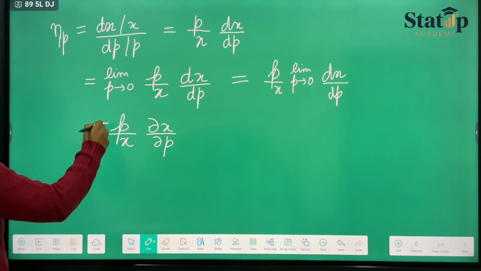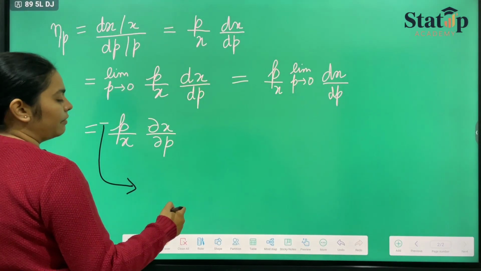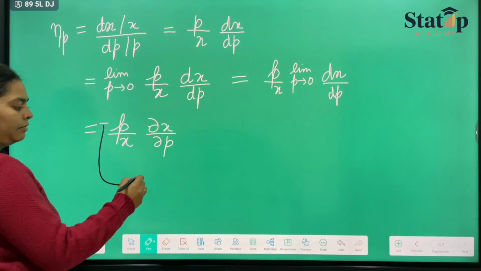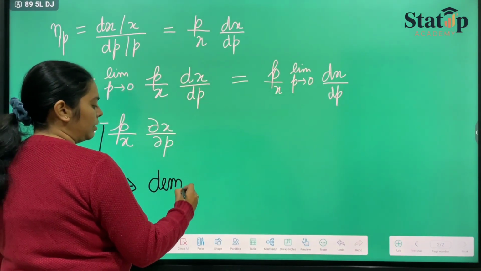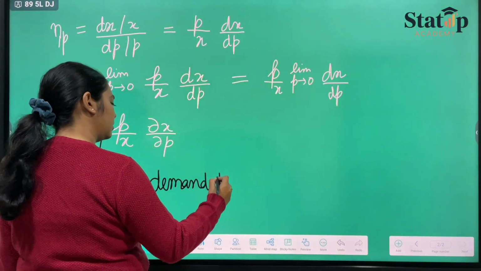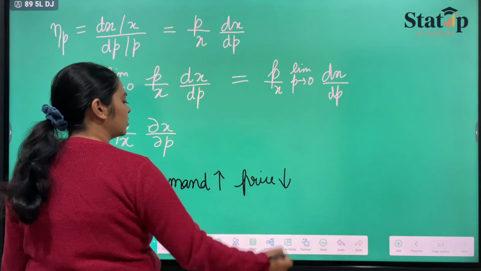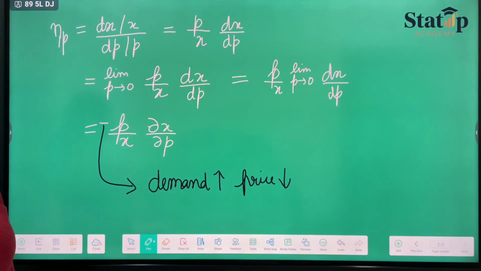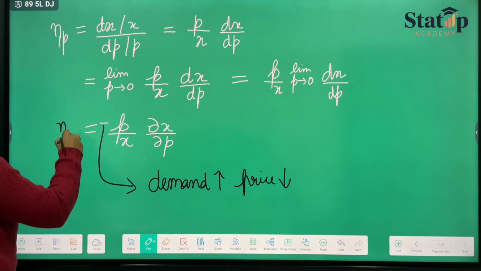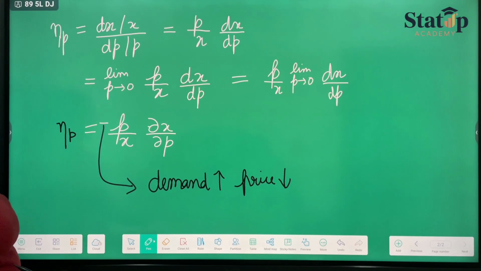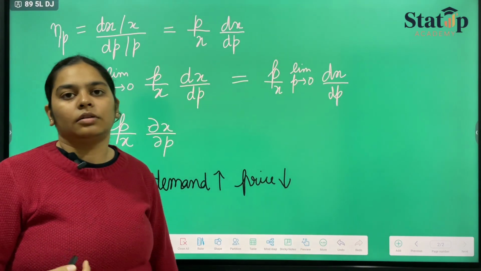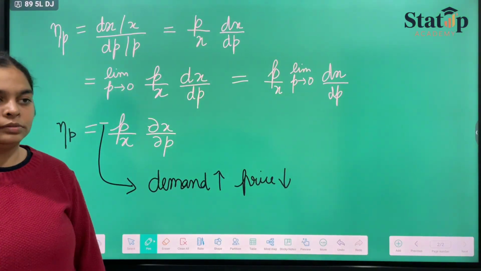So this minus sign indicates that whenever demand is high, price is low. That is, they are inversely proportional to each other. This minus sign is that indication only. So eta p can be represented like this, and this is our price elasticity of demand.